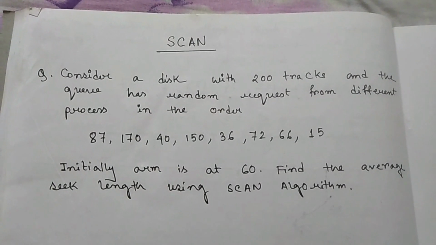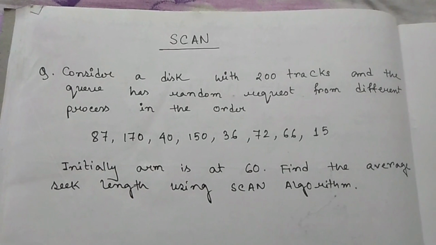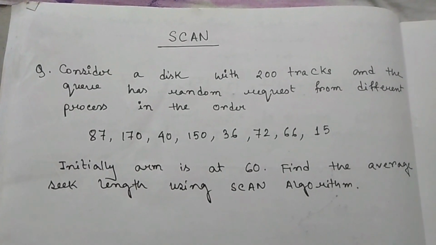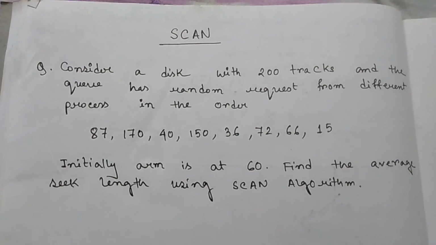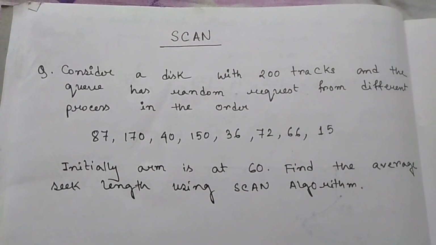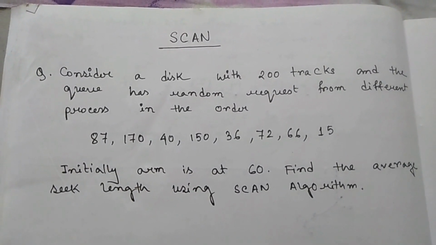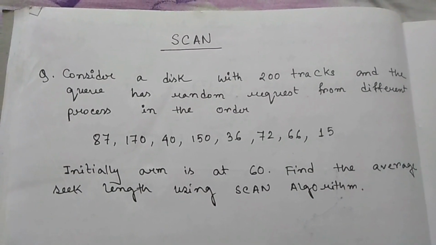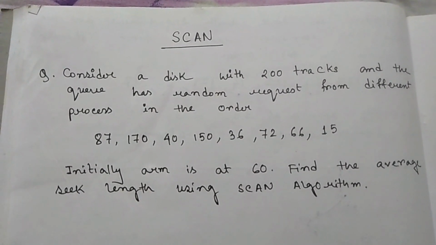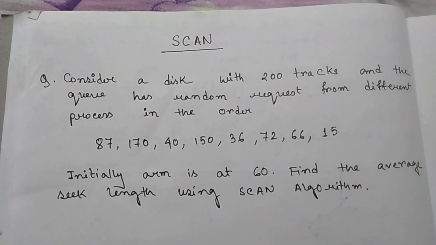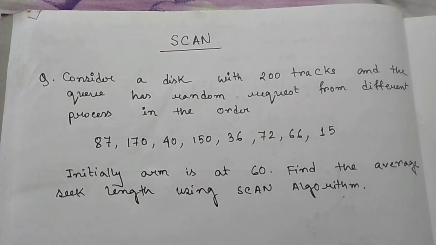SCAN is also a disk scheduling algorithm. In this question, we have to find the average seek length using the SCAN algorithm with 200 tracks. The ready queue is given, with values 87, 170, 40, 150, 36, 72, 66 and 15, as well as the starting head, which is 60.